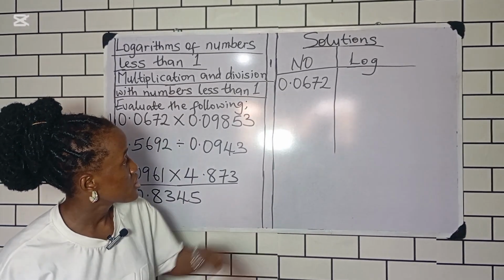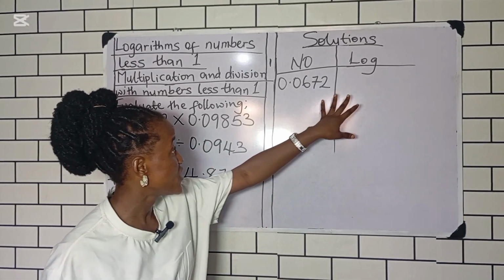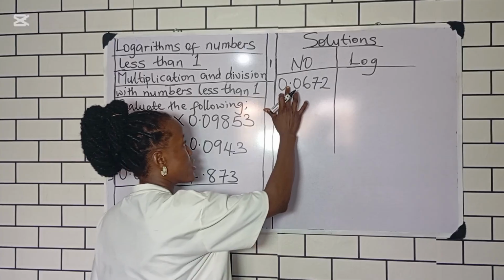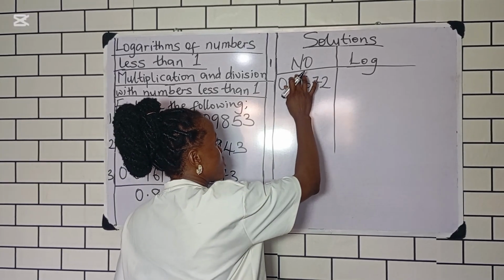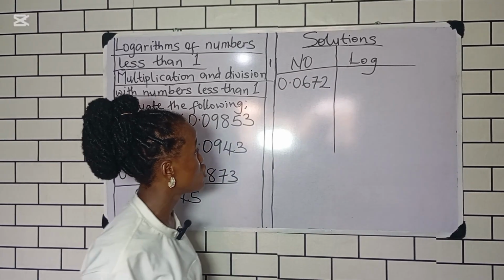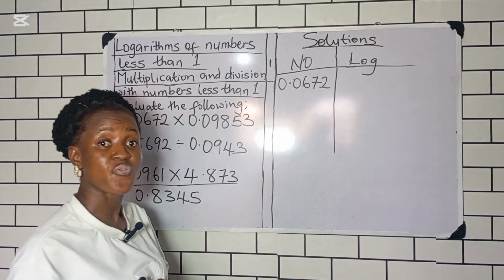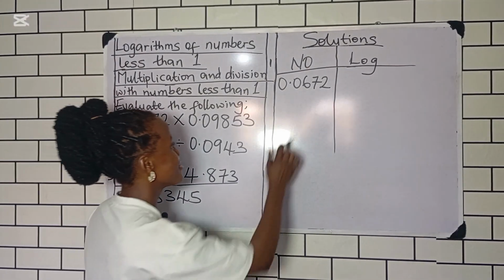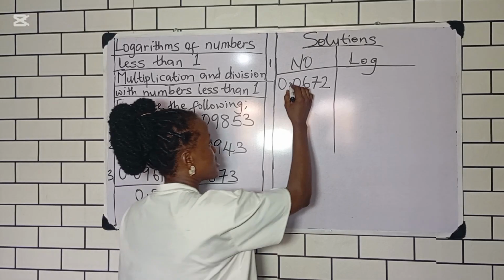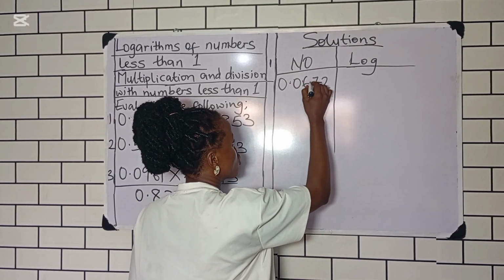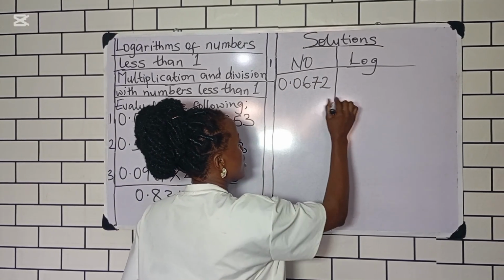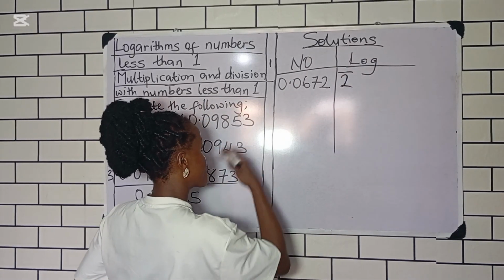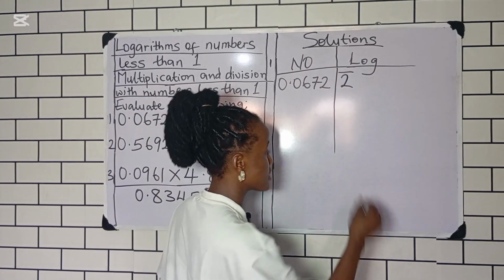Now writing the characteristic part, our characteristic part in this first number is going to be bar 2. Why? Because this is where our decimal point is, and we need to place it at the right position, which is immediately after the first non-zero digit. Our first non-zero digit here is 6. Therefore, you count 1, 2, and place a decimal point here. We have our bar 2 because we counted from the left to the right.